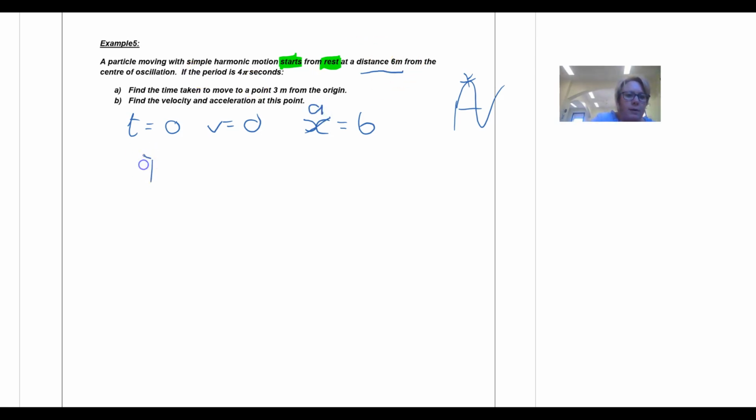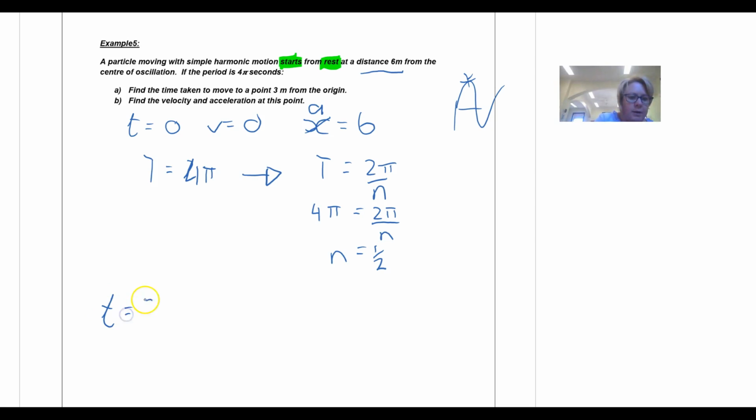The period is 4 pi, so I can use that because period is 2 pi on n to find that n is a half. And it says find the time taken, find t, when x is 3.